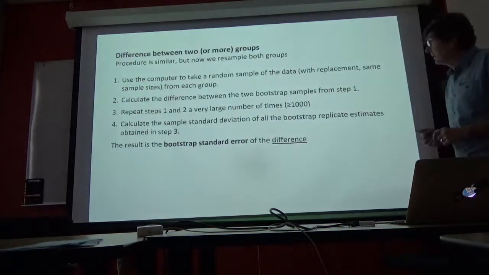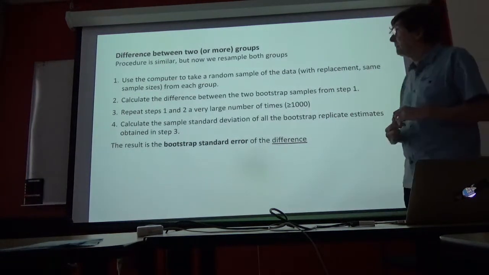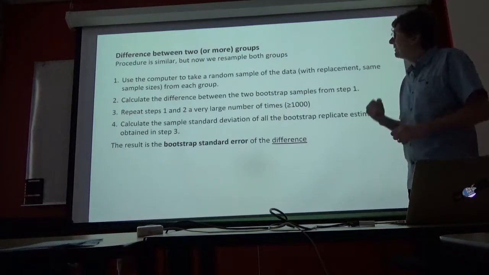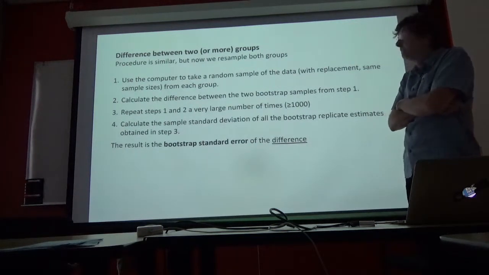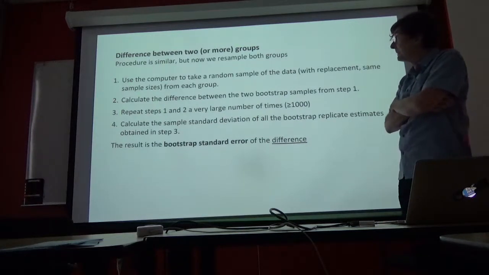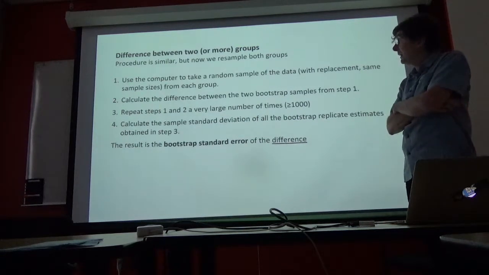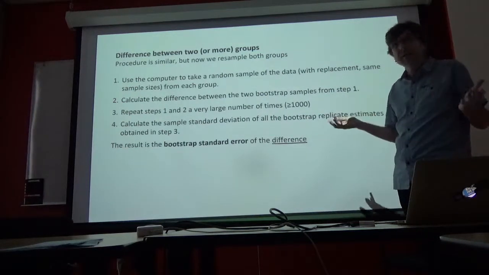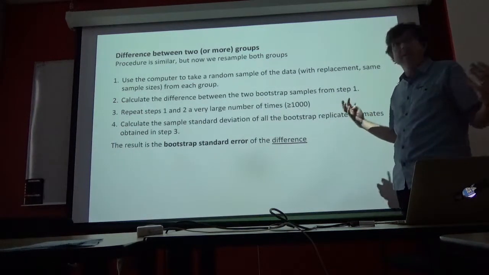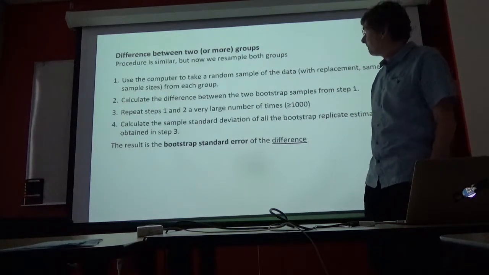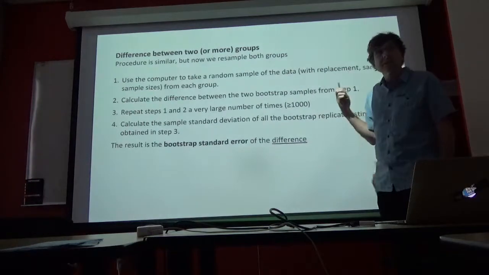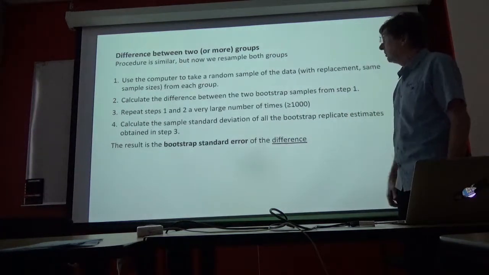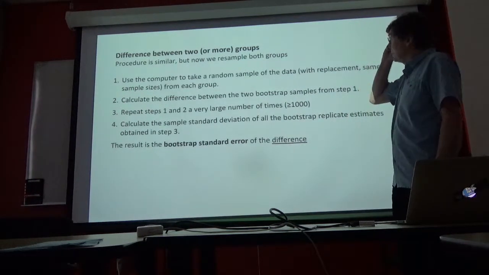I want to show you one more example, and this one is where we have two groups, and we're interested in estimating the difference between two treatments. Again, we use the bootstrap to put a standard error and a confidence interval around that estimate of the difference between two treatment means. The procedure is the same. I won't go through the code, but we will get a chance to try this in the workshop.